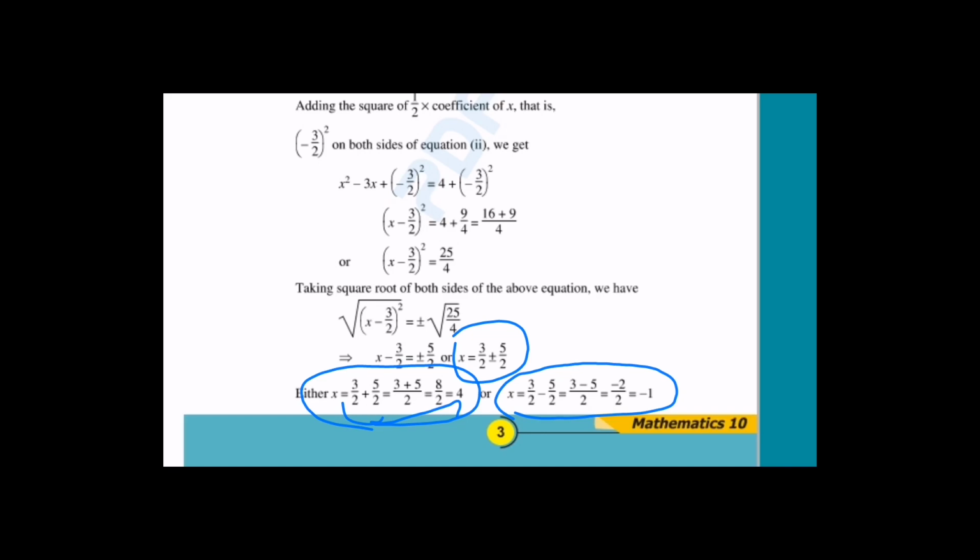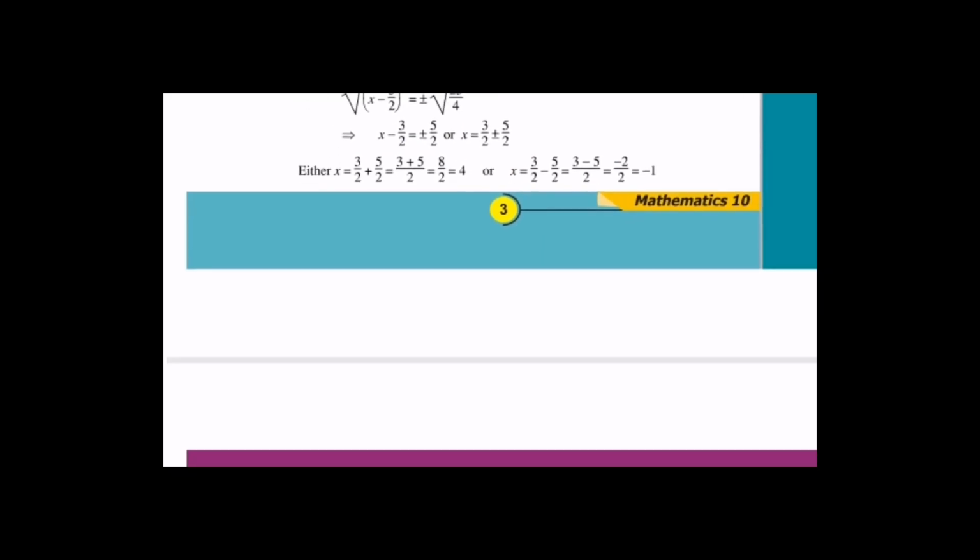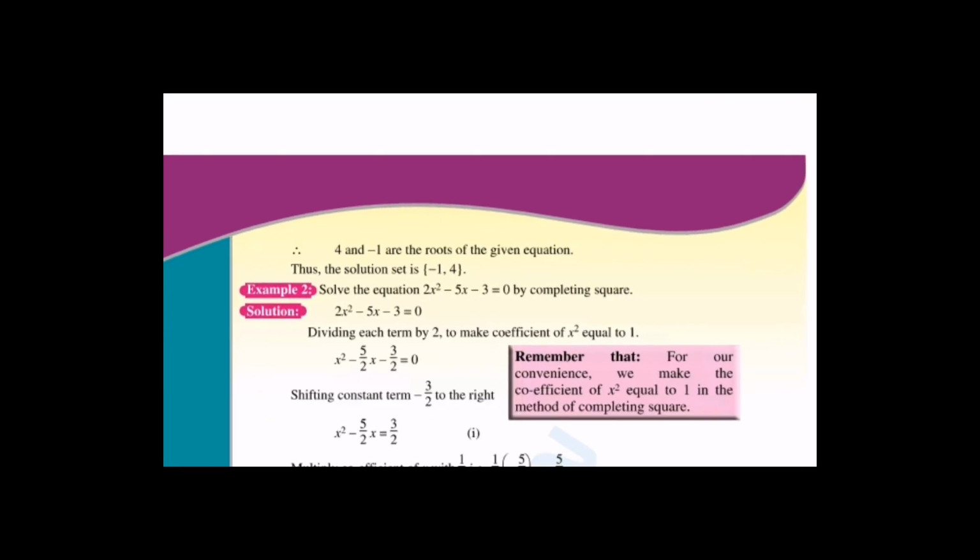And here, if we subtract 5 by 2 from 3 by 2, by taking LCM, this is equal to 2. 3 minus 5 is equal to minus 2. Minus 2 divided by 2 will be equal to minus 1. So the solution set is minus 1 and 4.